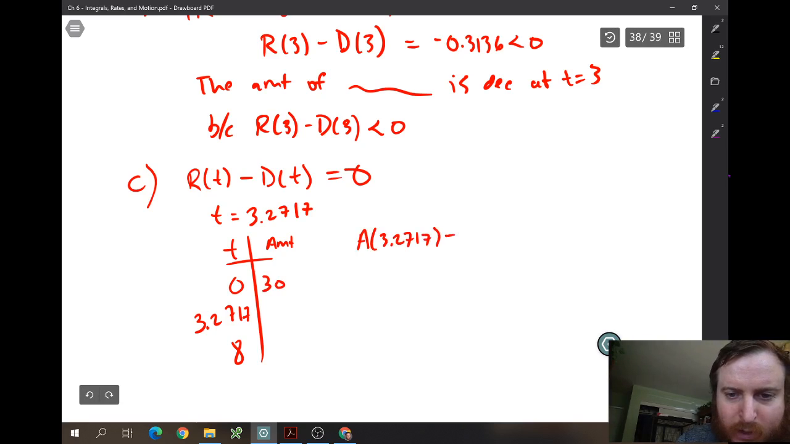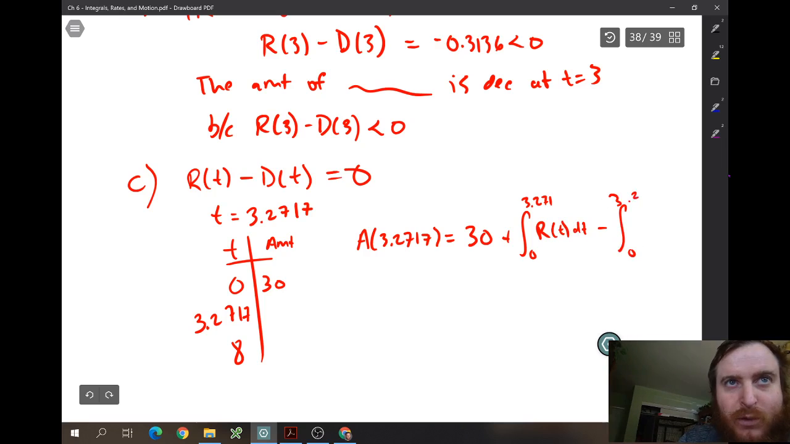For the other ones, we're going to say that the amount at 3.2717 is equal to 30, our starting amount, plus the integral from 0 to 3.2717 of the rate in, which is R of t, minus the integral from 0 to 3.271 of the rate out, which is D of t.